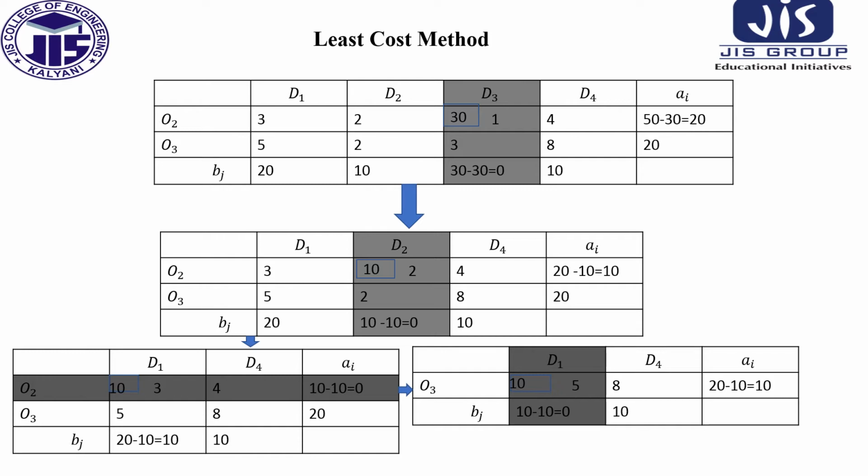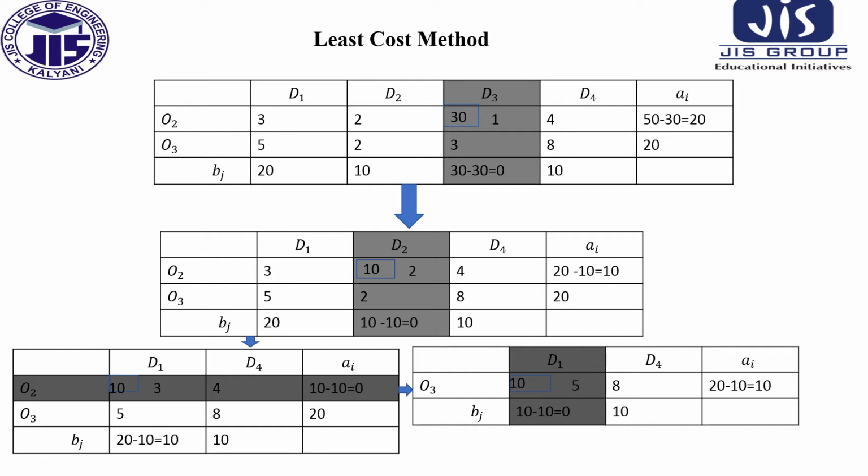So this will be the new table. In this new table, among 3, 4, 5, 8, 3 is the minimum cost. So for this cell the supply value is 10 and the demand value is 20. Between 10 and 20, 10 is the minimum, so we allocate 10 in this cell. As 10 is already allocated, the new supply value will be 10 minus 10, which is 0, and the new demand value will be 20 minus 10, which is 10.